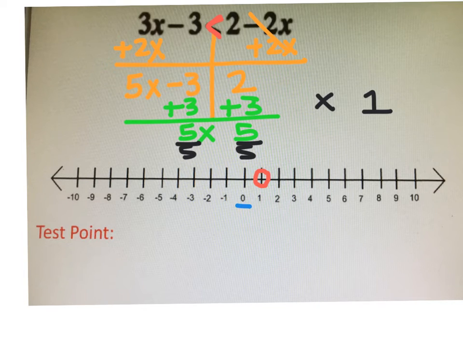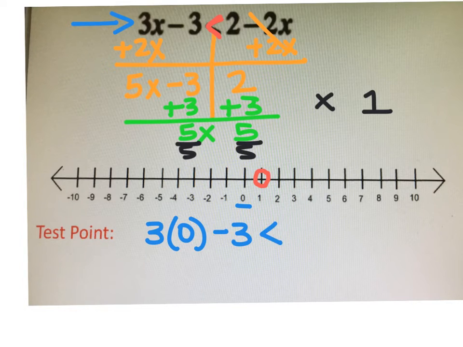So you have to go back to the original equation. I'm going to rewrite it. I'm going to write 3 instead of x. I'm going to put a 0, that's my test point, minus 3. I'll put that symbol is less than 2 minus 2 times 0. That was my test point. So I need to actually work that out.